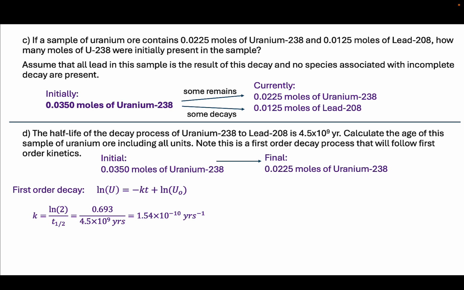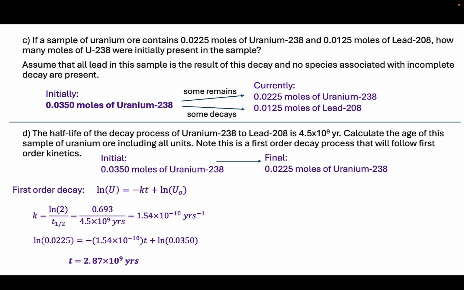And we get our k value here, 1.54 times 10 to the negative 10 years. We plug everything into our first-order decay. This is the only unknown left, our time. And when we solve, we get that the time that has passed is 2.87 times 10 to the 9 years. And this makes sense because we haven't quite gotten to 50% of the uranium remaining, and therefore we haven't quite had one full half-life elapse. We've only had about 2/3 of a half-life pass.